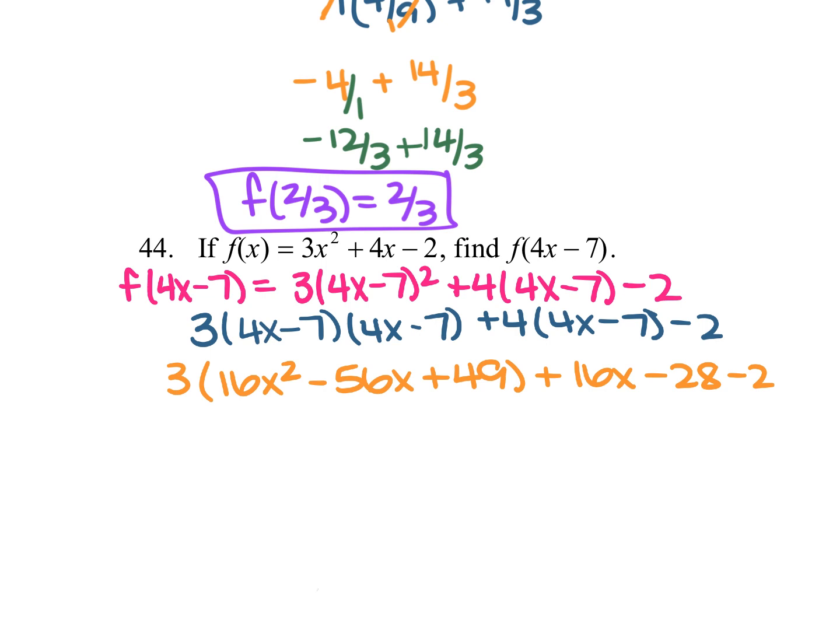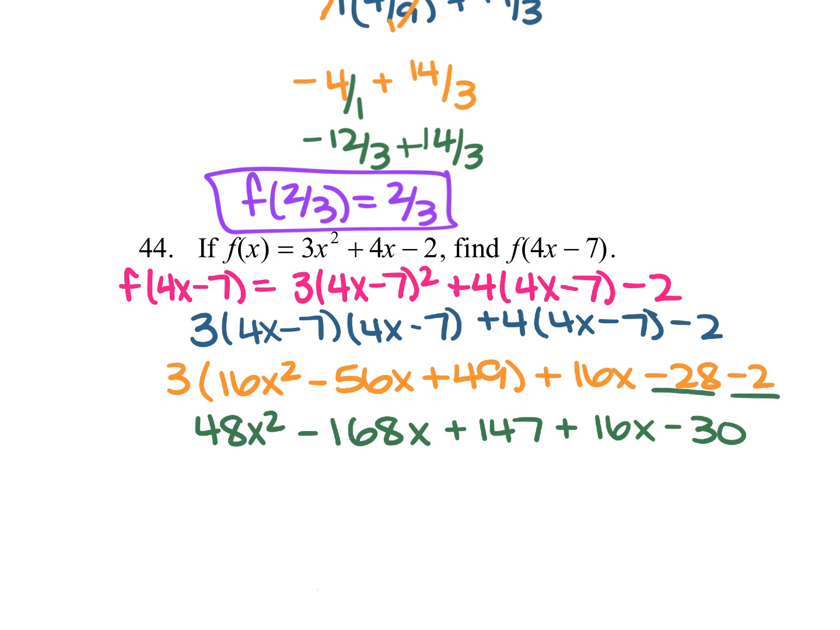From here, we are going to distribute the 3 in. So 3 times 16 is 48x squared. The 56 times 3 is 168, and that's going to be negative. Then the 49 times 3 is 147, plus 16x minus 30, because the negative 28 minus 2 is negative 30. From here, we're going to combine like terms. So we have 48x squared. This is equal to f of 4x minus 7.